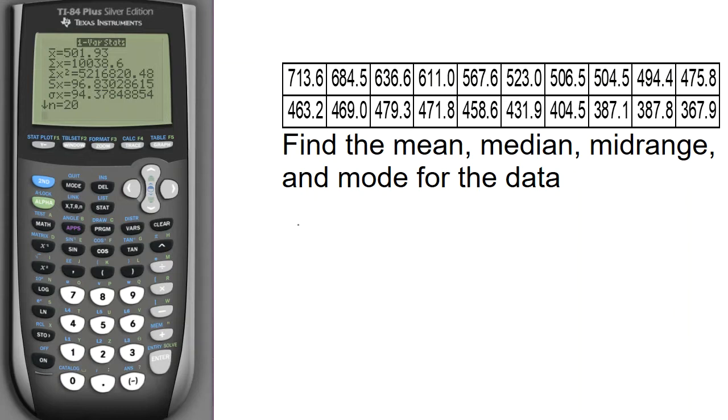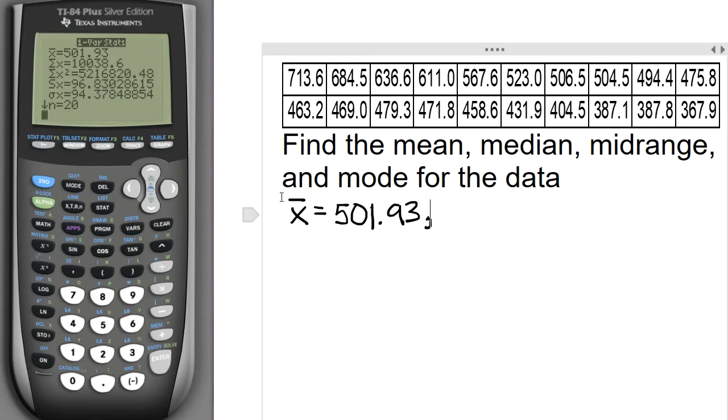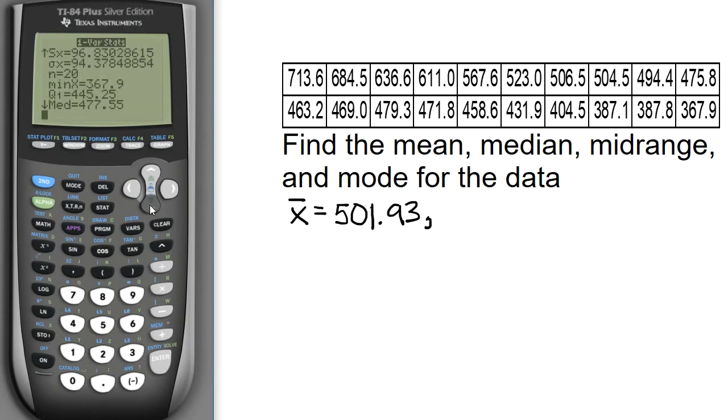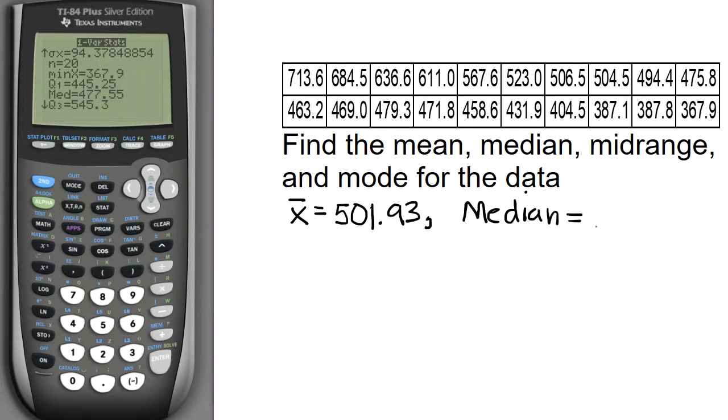Our problem is to find the mean, the median, etc. And we can see from the output of the calculator that the mean in the top half of the screen there is showing us is 501.93. Now if I scroll down on the calculator, I can see that the median is 477.55.